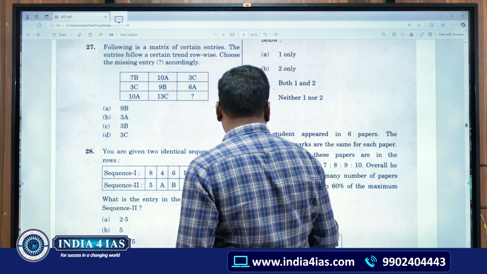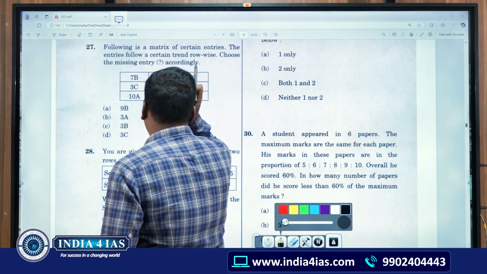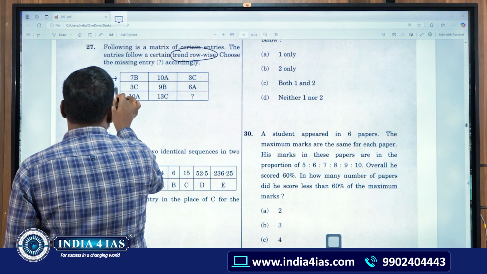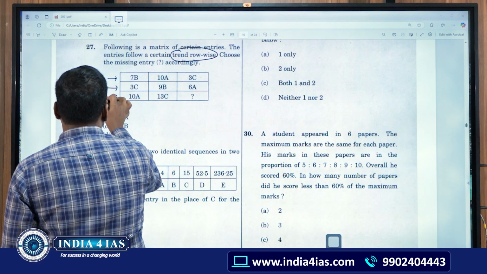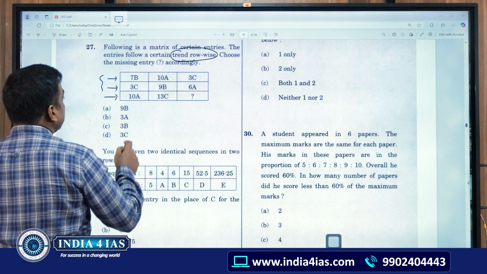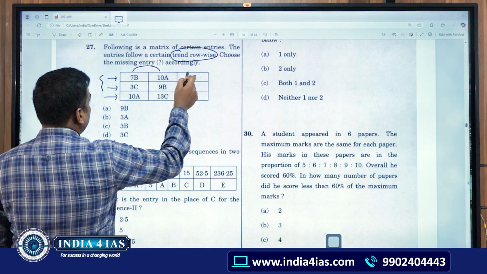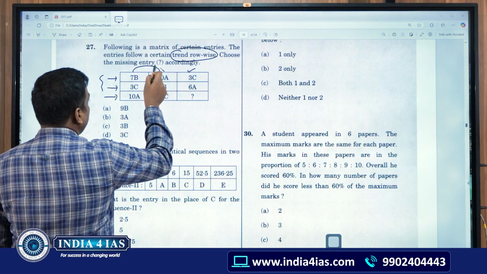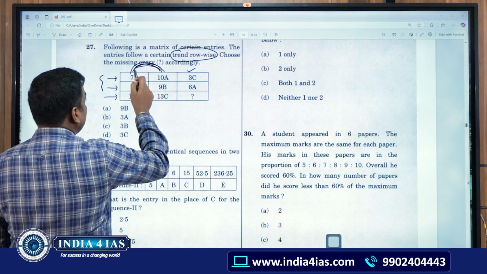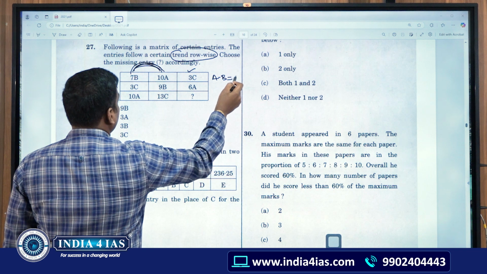Now, next one. Following is the matrix of certain entries. The entries follow a certain trend, row wise. So there is a trend for this. We have to identify these trends and extrapolate our knowledge here. So here, 7 and 10. The difference is 3. 10 minus 7 is 3. A minus B is equal to C.